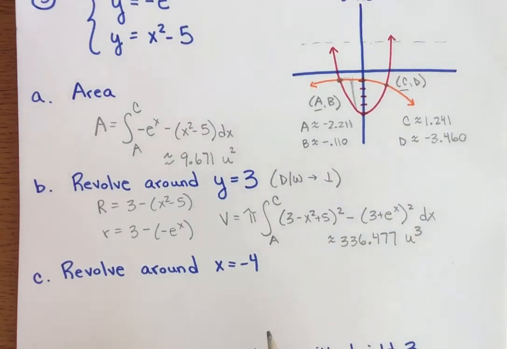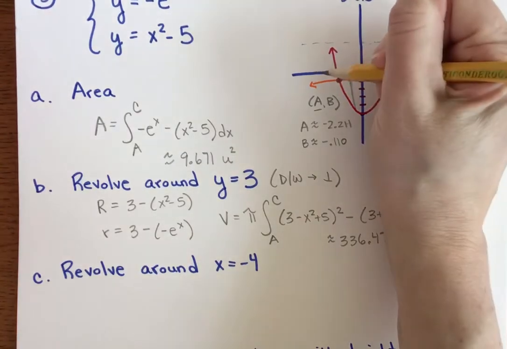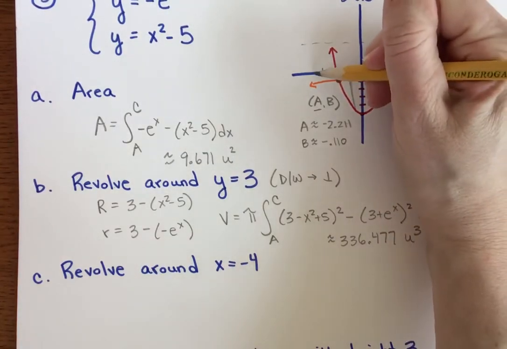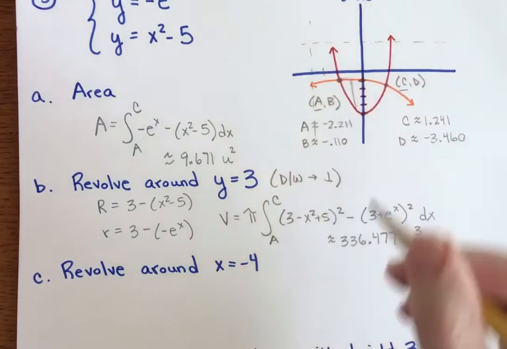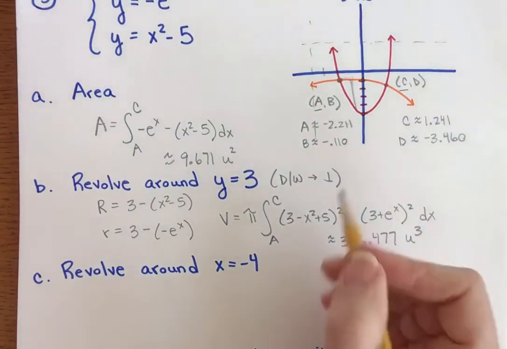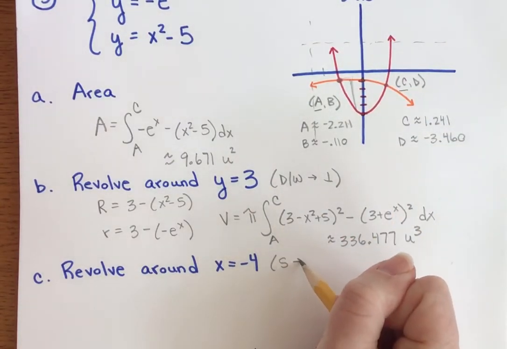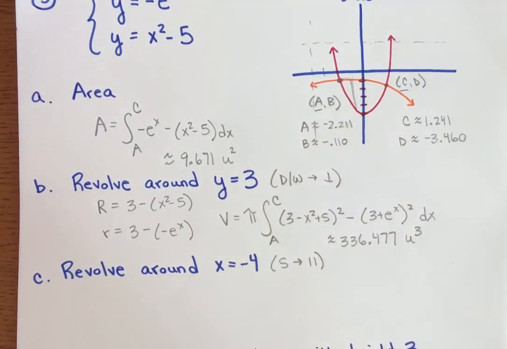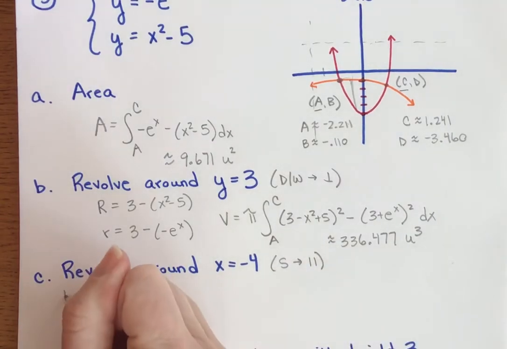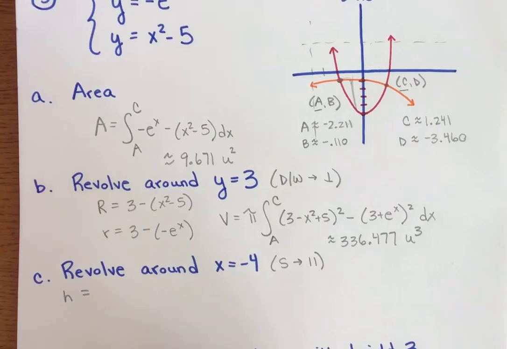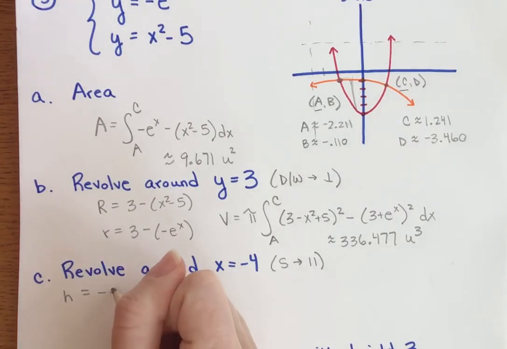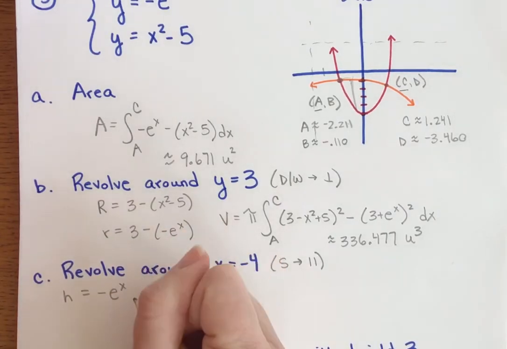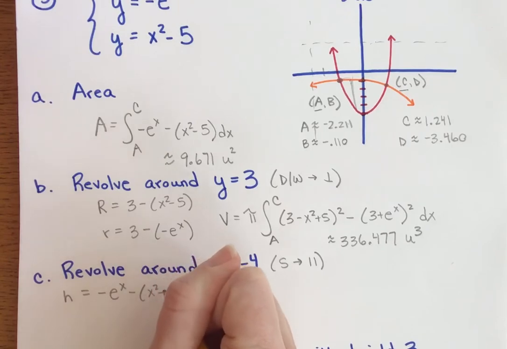Now this next one is a little bit tricky, and again, shell method is more of an optional method at this point, but I think we can all handle it. If I revolve around -4, that is a vertical line. I'm thinking shell, parallel to my axis of revolution. I need a height. The height is identical to the height that we used for area. So once you figure out that height, nothing needs to change.